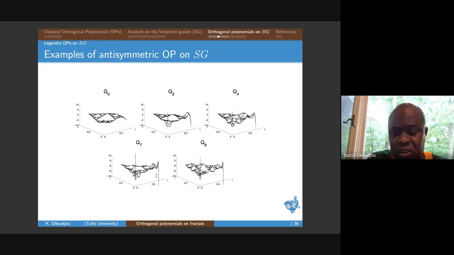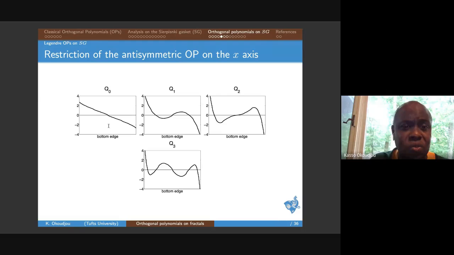To highlight some of the resemblance of this polynomial with the classical case, I'm trying to show you some of the restriction. So this is a restriction on the x-axis. I restrict this to the bottom edge, and you can see that Q0, Q1, Q2 all behave like polynomials of odd orders. And we use this to count the number of zeros and to make some speculation about the nodal set of this polynomial.